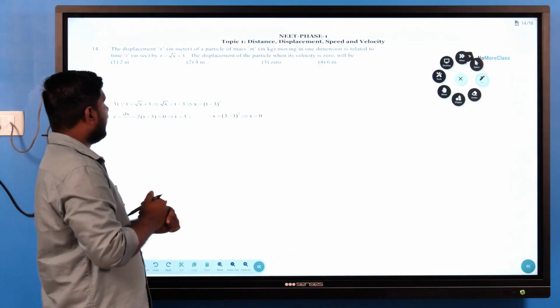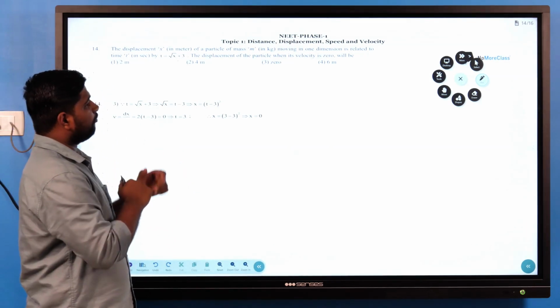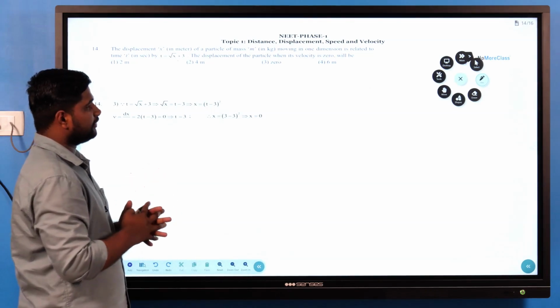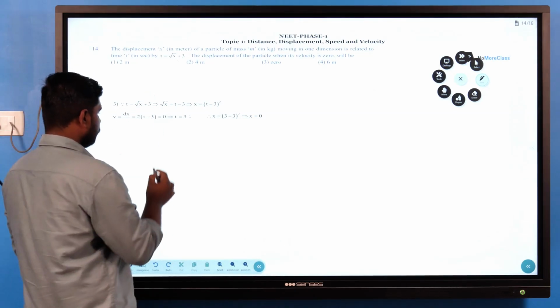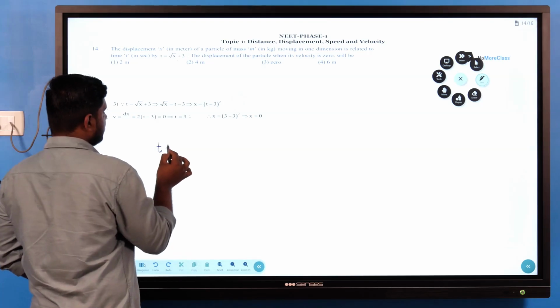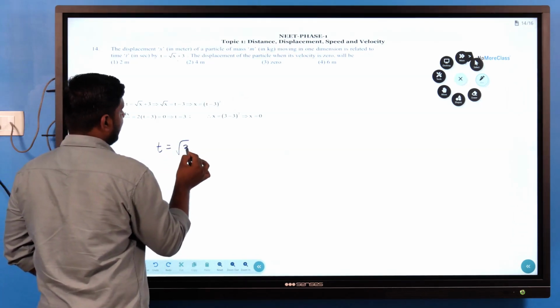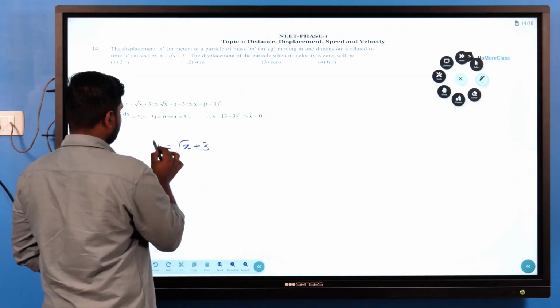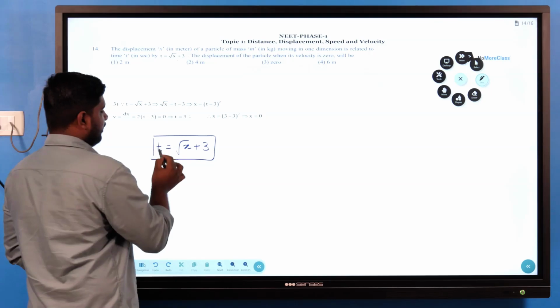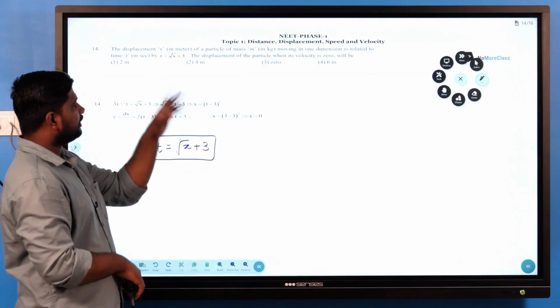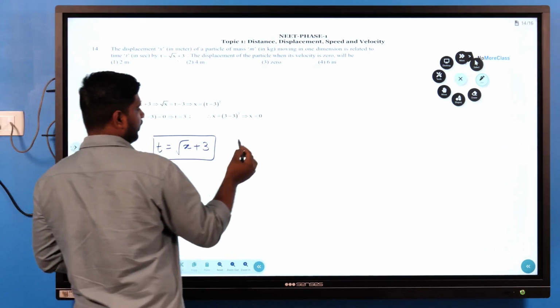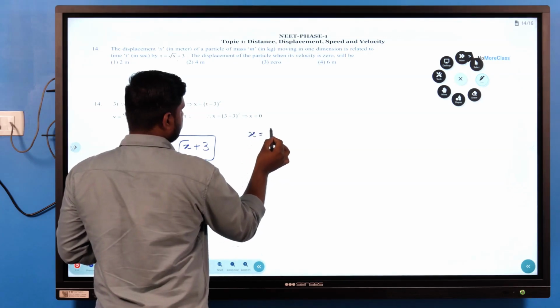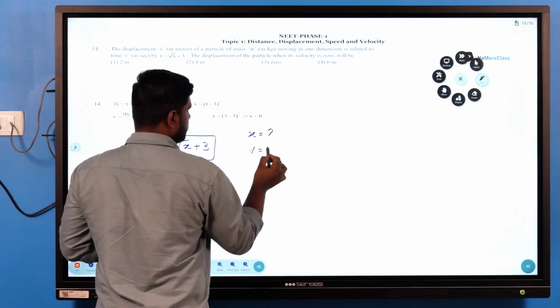The displacement x in meters of a particle of mass m moving in one dimension is related to the time t by the relation t = √x + 3. So here is a relation of time with respect to x. What is the displacement of the particle when its velocity is 0? So I want to find out what the displacement is when the velocity is 0.